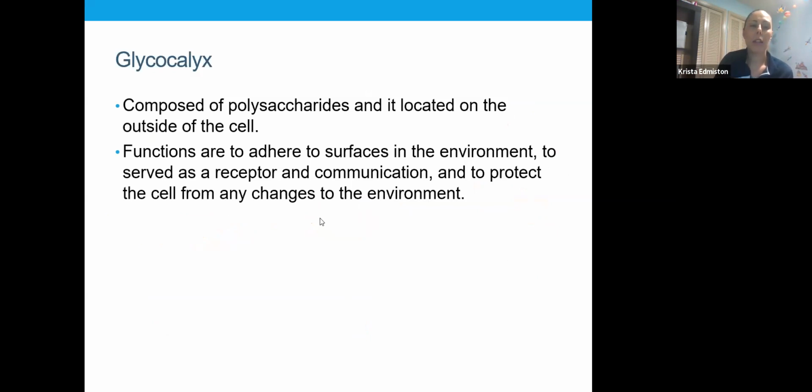So the glycocalyx is composed of polysaccharides. It's located on the outside of the cell, similar to what we saw in the prokaryotes. This is important in adhesion, in adhering some of these eukaryotic cells to the environment. It could also serve as receptors for communication between cells and help it react to changes in the environment.